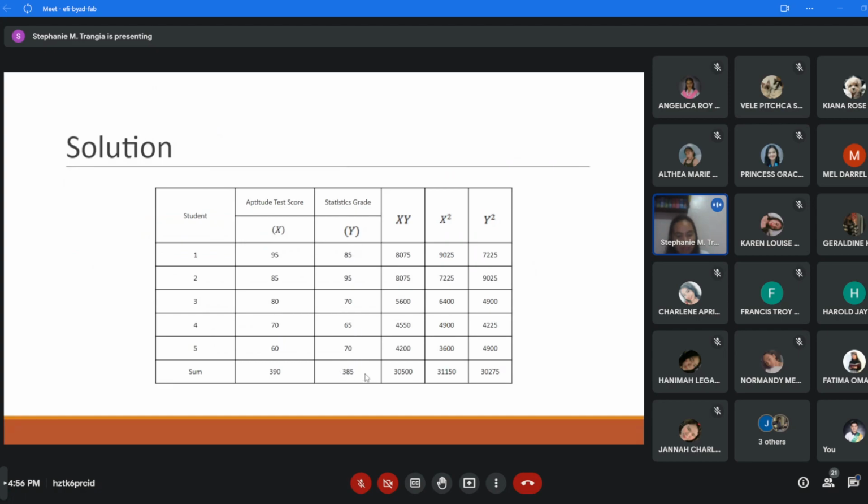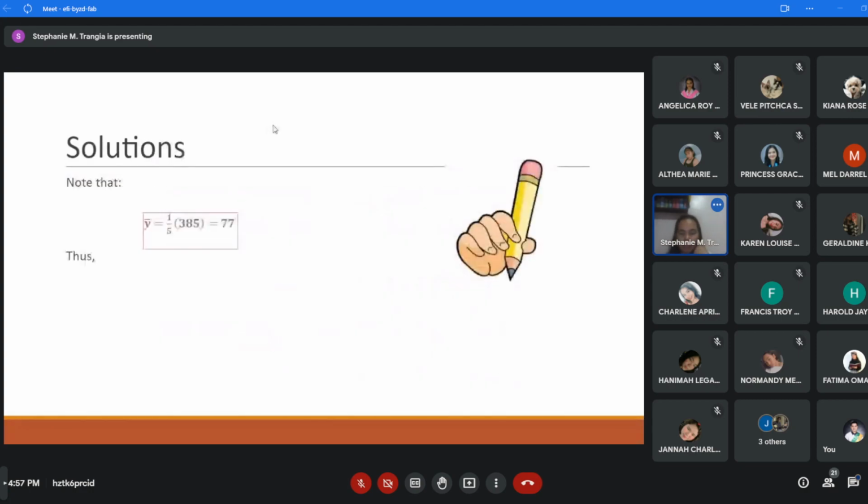Take note that it's 385. The sum of X is 390. The sum of XY is 30,500. The sum of X squared is 31,150. Then the sum of Y squared is 30,275. Now, note that we need to compute Y bar and X bar as well as B before we can compute for A as the intercept for our regression line.